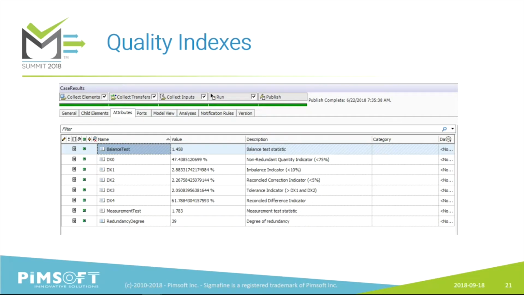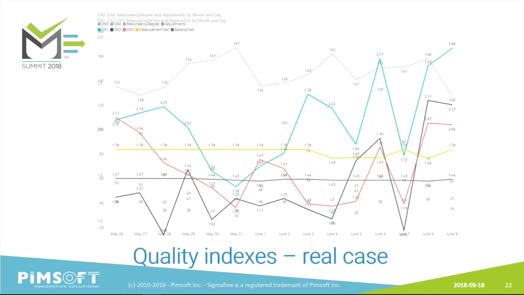And I come here. And this is basically the result that we have in a real case. As you see, this blue one, that is the DX1, is moving from 2.3 to 2.88. So this is a very good quality model in this sense.